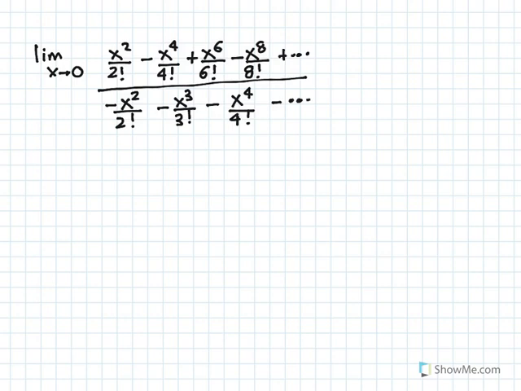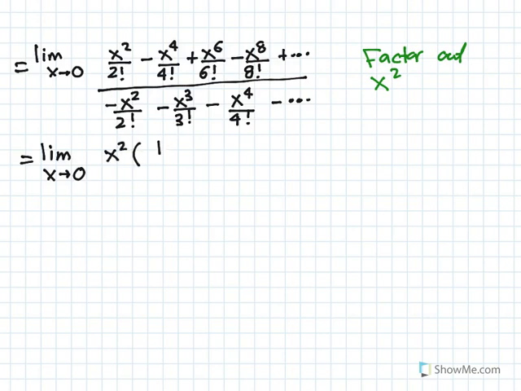Now, let's factor out x squared from the numerator and denominator. Factor out x squared. So we get the limit as x approaches 0. Factoring out x squared from the numerator, we get x squared times 1 over 2 factorial minus x squared.